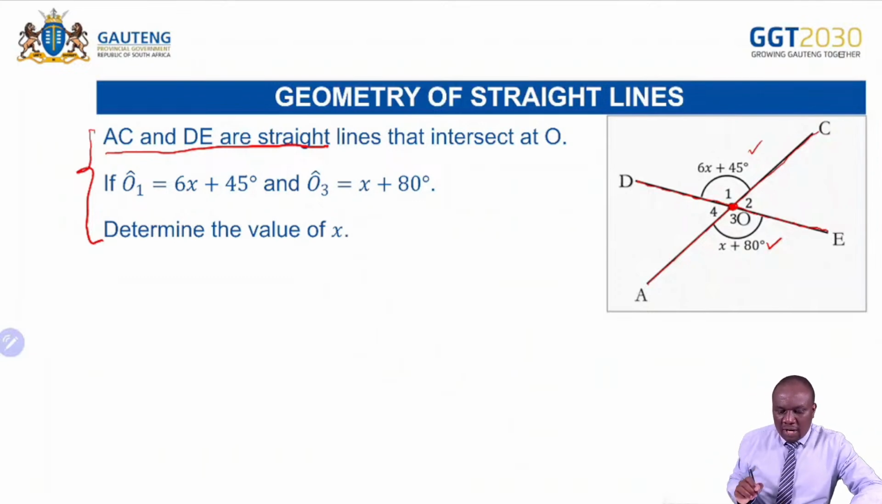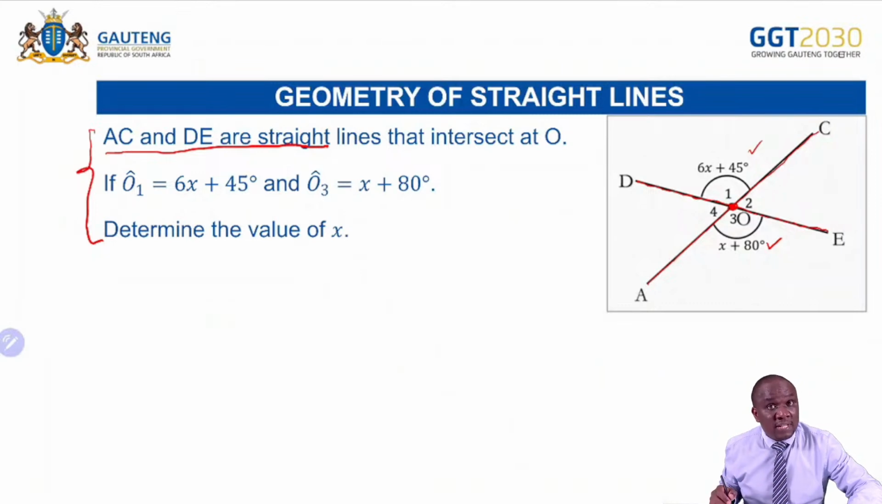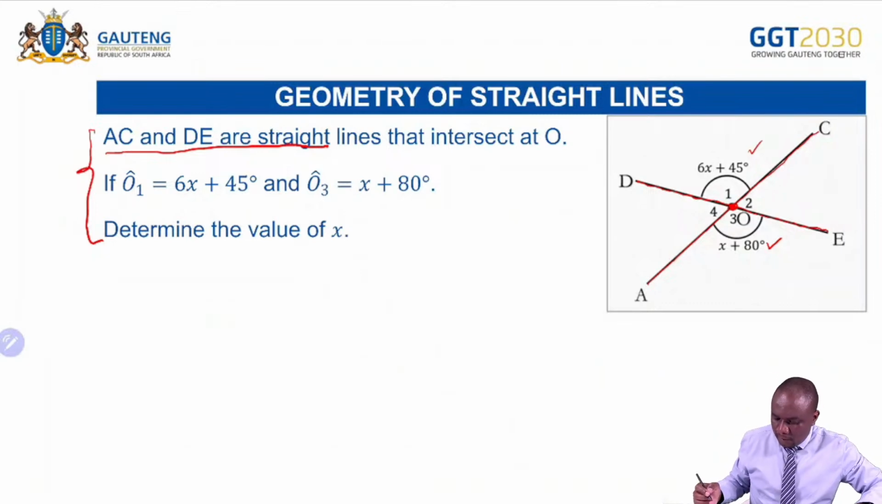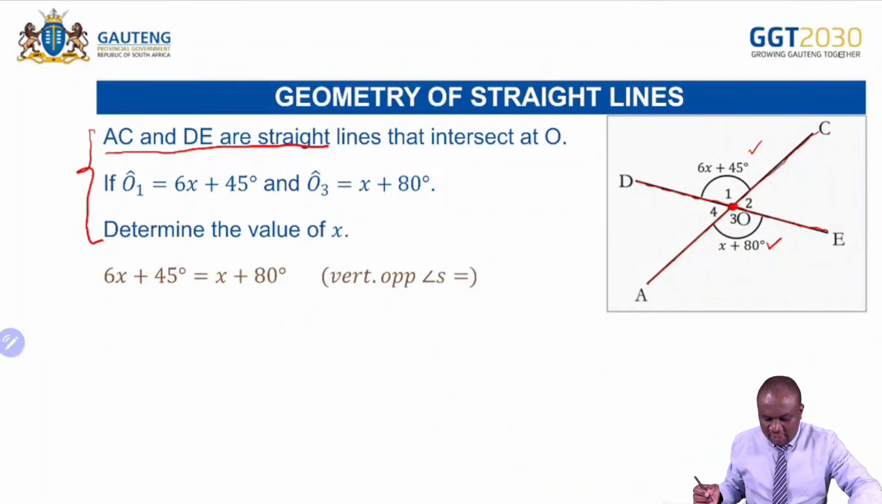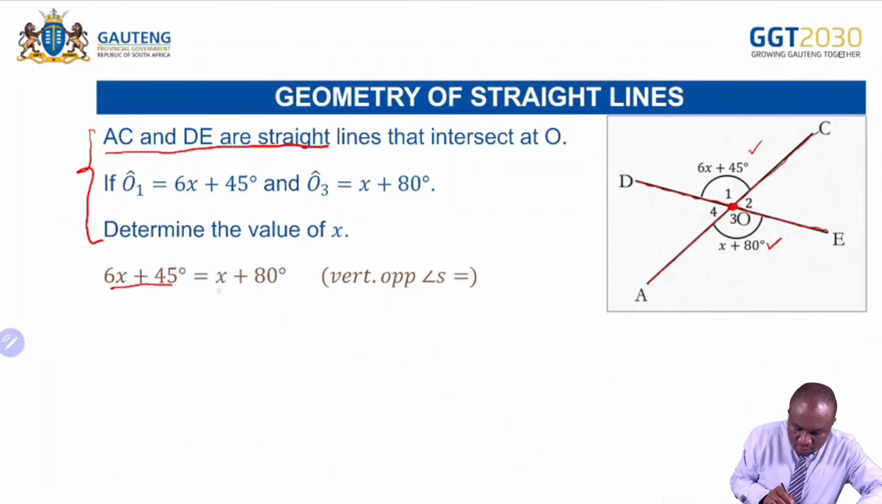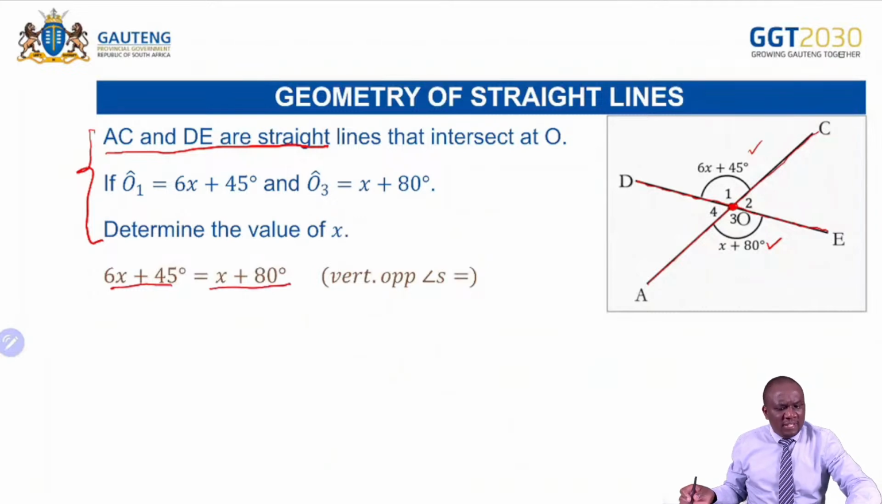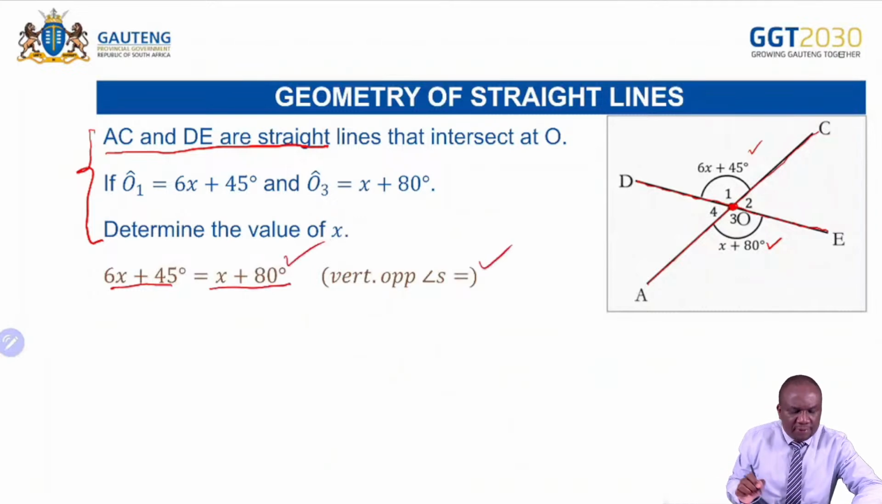So it means O1 and O3 are vertically opposite angles. And then we write that O1 plus O3 is equal to, where they are vertically opposite angles, meaning that they are equal. So O1 is equal to O3. See that? Statement and reason.